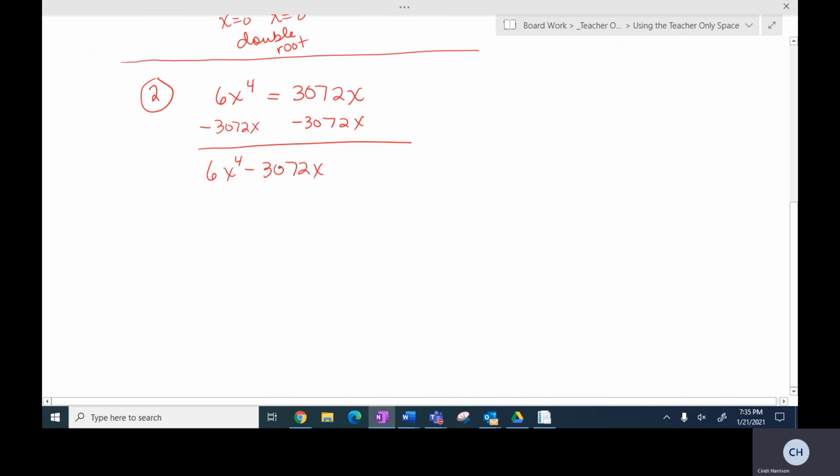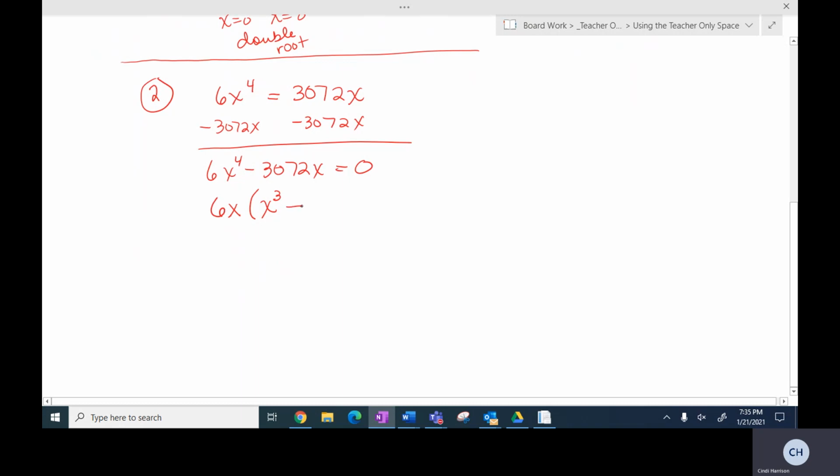So I have this. Now it looks very similar to the one we just did. What we need to do now is factor out what they have in common. 6 again goes into both of them. Now this time if I have x to the fourth and x to the first, I can only pull out x to the first. That's the most they have in common. So when I do that, that leaves x to the third, because remember, when you multiply, you add the exponents. So x to the first times x to the third, we would have 1 plus 3, which is 4.